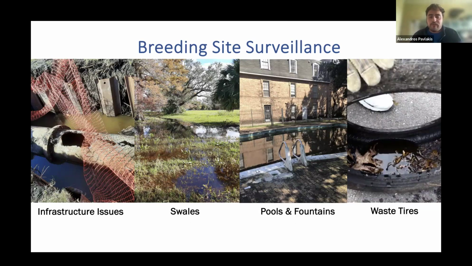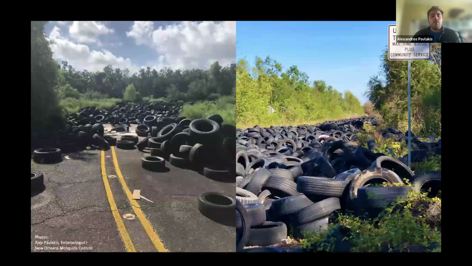But we identified our 4 primary habitats that we have in Orleans Parish, which include infrastructure issues, swales, which are natural flooding, which is very common here in New Orleans and Louisiana, where we're below sea level, abandoned pools and fountains, and waste tires. And just to show kind of how extreme some of these sites can be, we have massive tire pile sites like these, which hold thousands and thousands of tires. So it's not just only one-off small containers, but these can be major breeding sites.